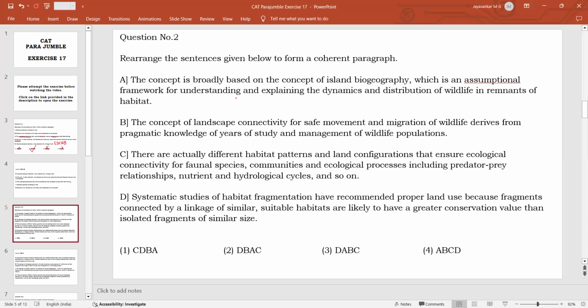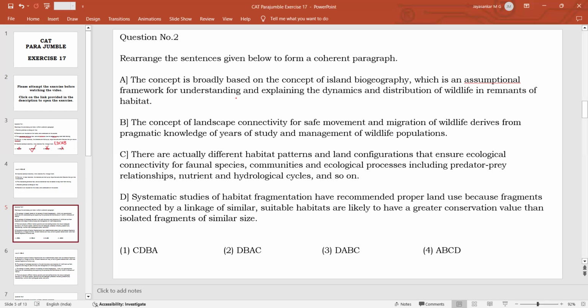So the passage is saying that there needs to be some kind of landscape connectivity between different habitats which are separated from each other. This is necessary for conservation value. And why is this habitat connectivity required? Because years of research and study have found that whenever habitats are connected, wildlife populations are able to be managed and are able to survive more easily. And there is a concept called island biogeography, from which this landscape connectivity has evolved.